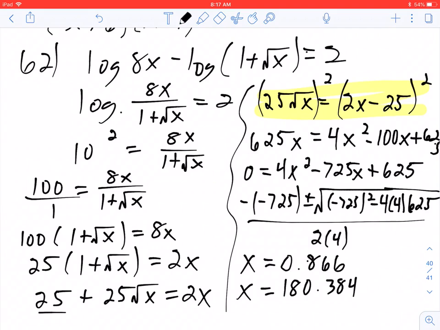So if you ever have to square both sides of the equation in solving a problem, you always need to go back and plug both of your answers into the original equation to see if they work. And if you do that with this, what you'll find out is this solution right here is extraneous. It actually will not work if you plug it back in. So the only solution to number 62 is that one.